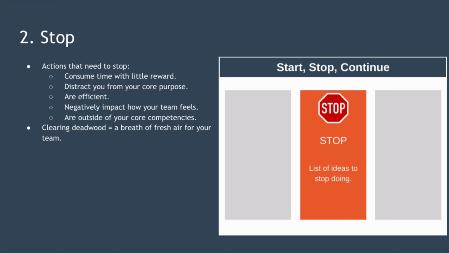Next, we have your stop list. Now, your stop list contains actions you're currently doing that need to stop. Stopping these activities will free your team up to do more constructive activities. Actions that need to stop are those that consume time with little reward, distract you from your core purpose, are inefficient, negatively impact how your team feels, and are outside of your core competencies. Now, again, remember to include not just technical actions, but behavioral actions as well.